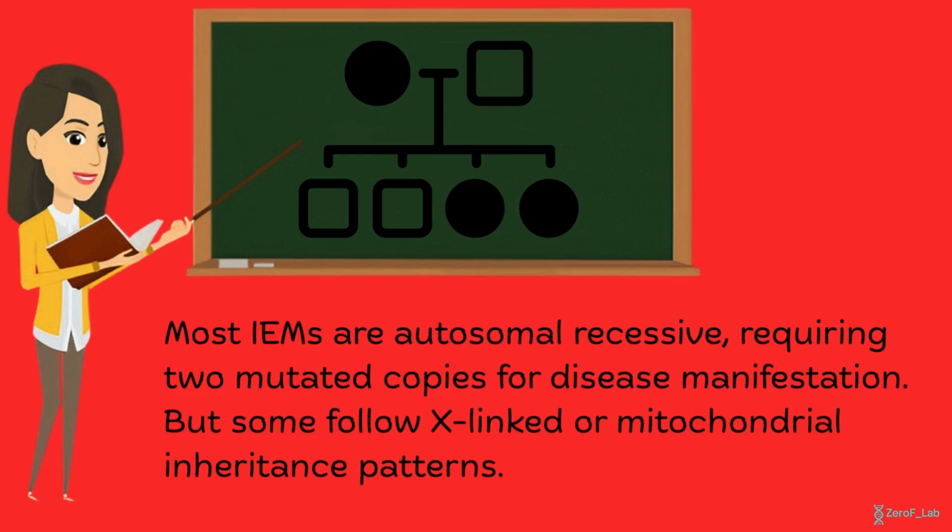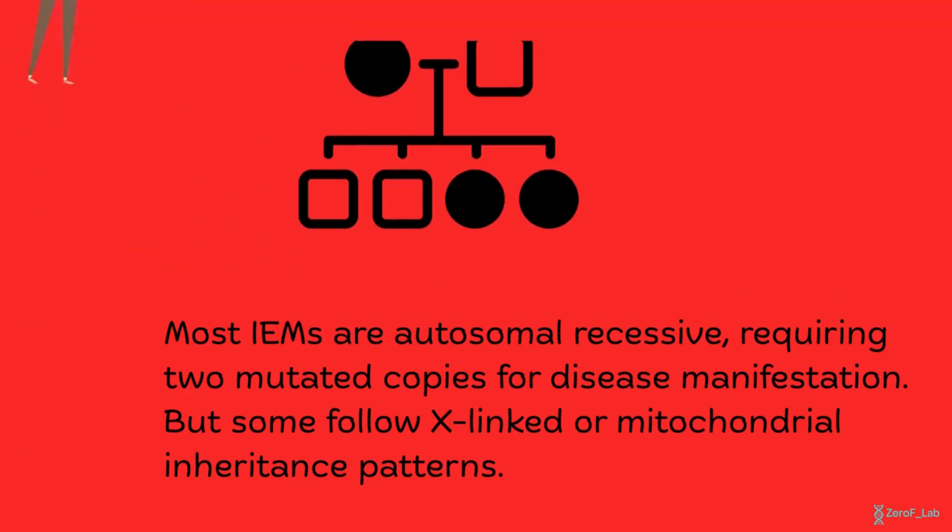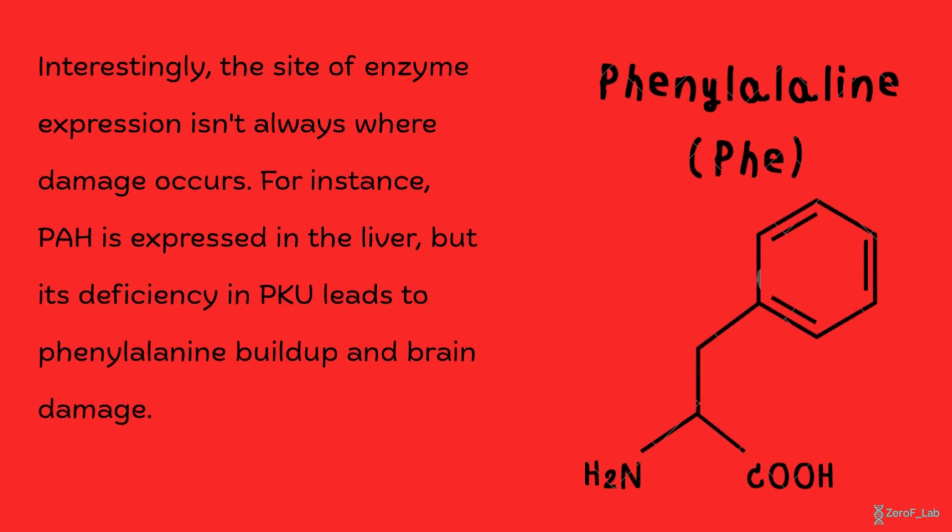Most IEMs are autosomal recessive, requiring 2 mutated copies for disease manifestation, but some follow X-linked or mitochondrial inheritance patterns. Interestingly, the site of enzyme expression isn't always where damage occurs. For instance, PAH is expressed in the liver, but its deficiency in PKU leads to phenylalanine buildup and brain damage.